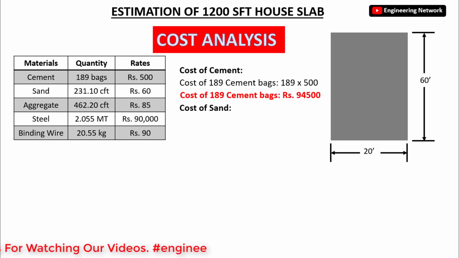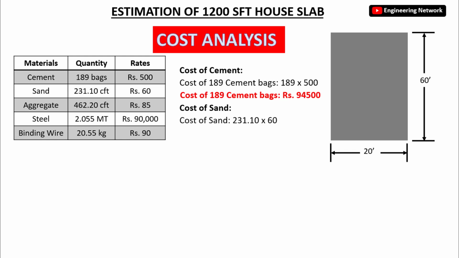The quantity of sand is 231.10 cubic feet. So 231.10 into rate of sand per cubic feet, which is 60. So cost of sand will become 13,866. Okay. Next is aggregate.